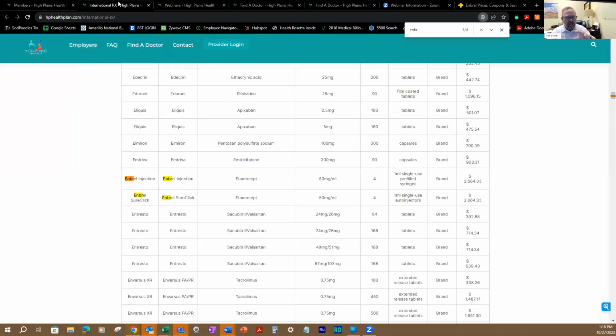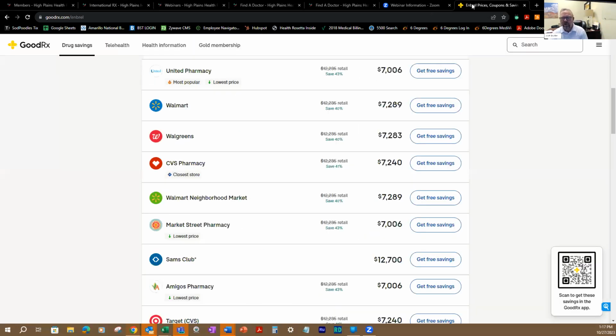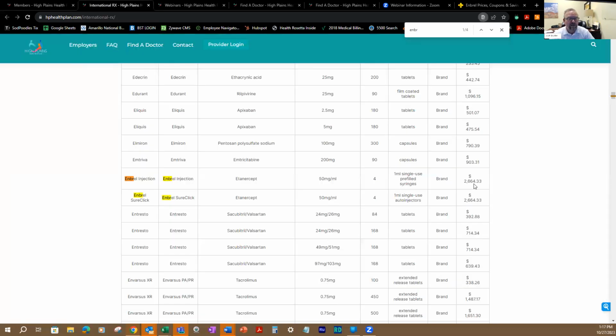Because you have to remember, as a self-funded employer, this is not just your employer's money that's paying for these medications. It's your money. They're withholding money out of your paychecks on a per paycheck basis, a monthly basis, or a weekly basis, or a semi-monthly basis. And that money's going into your plan to pay for these medications, right? And so why would we pay $7,289 for a medication that I can help you and your company purchase for $2,664 a month? That's almost a $5,000 a month difference.